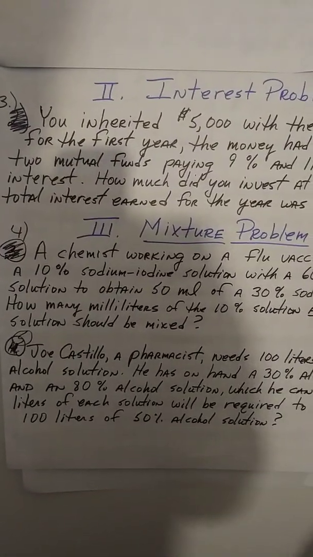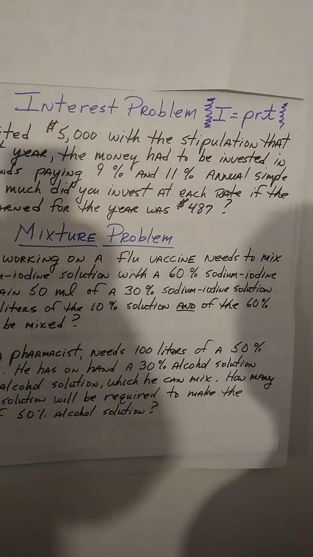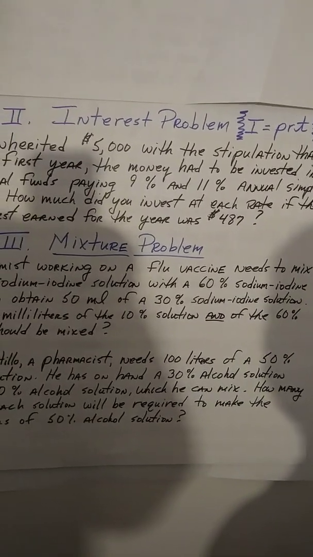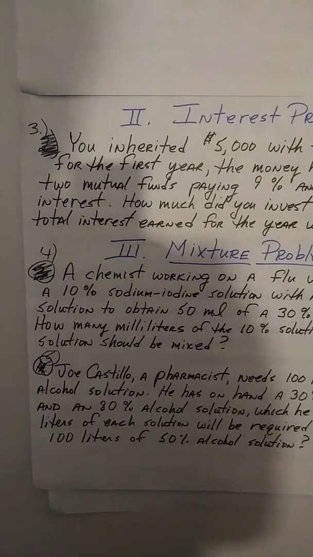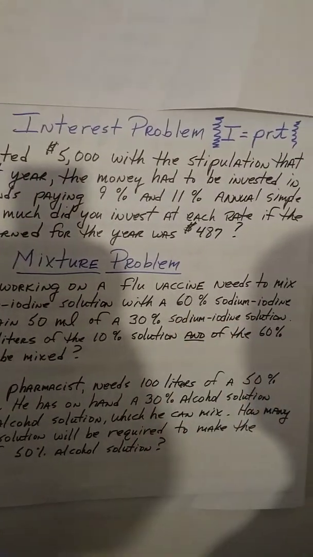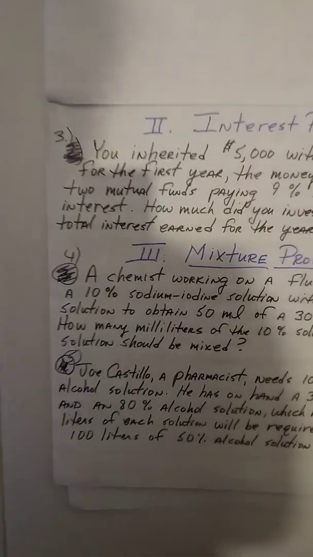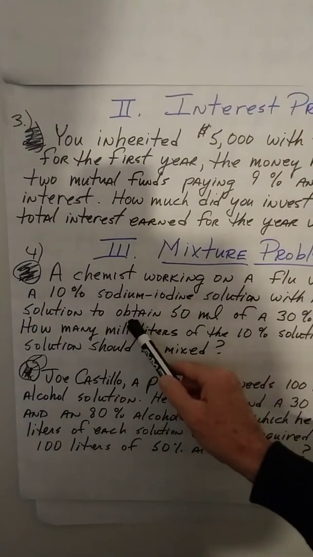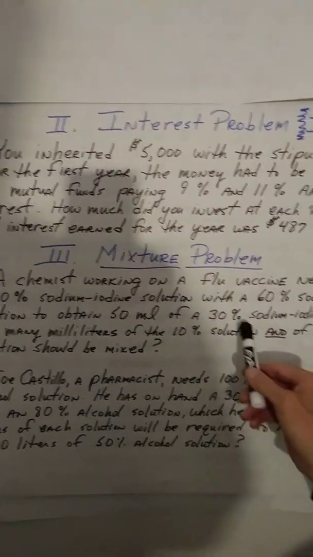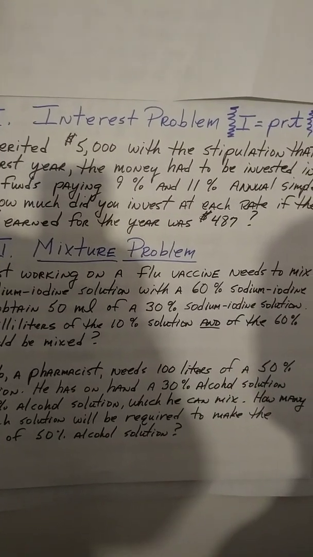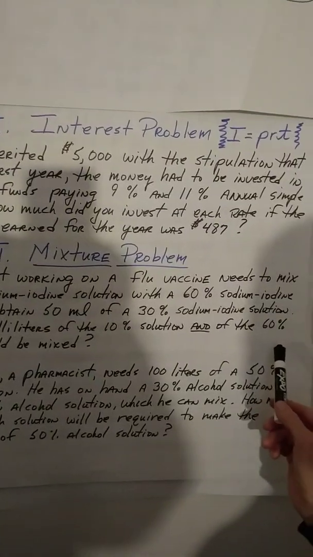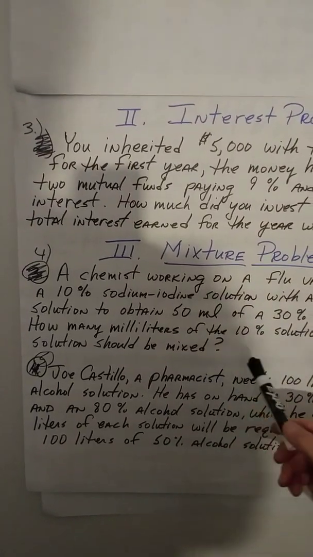A chemist working on a flu vaccine. Interesting question based on what we're going through currently in the United States. A chemist working on a flu vaccine needs to mix a 10% sodium iodine solution with a 60% sodium iodine solution to obtain a total of 50 milliliters of a 30% sodium iodine solution. How many milliliters of the 10% solution and of the 60% solution should be mixed?